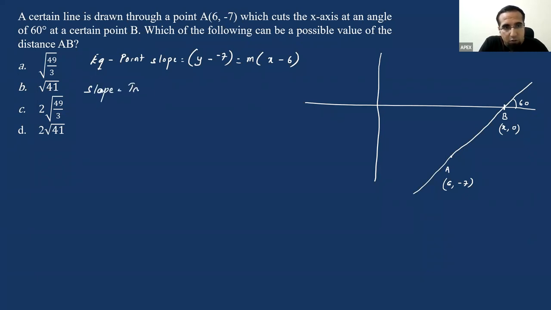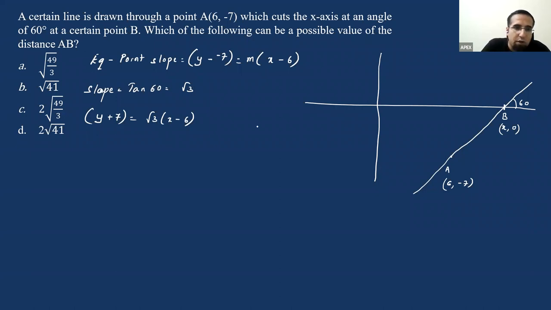Clear? So, slope is equal to tan 60. Now, tan 60 is equal to root 3. So, what do we have finally here? We have y plus 7 is equal to root 3 times (x minus 6), is the equation that we have here. Clear? Now, if this is the equation of a line, and I know that the point (x, 0) is also on this line, let's equate y is equal to 0 here.